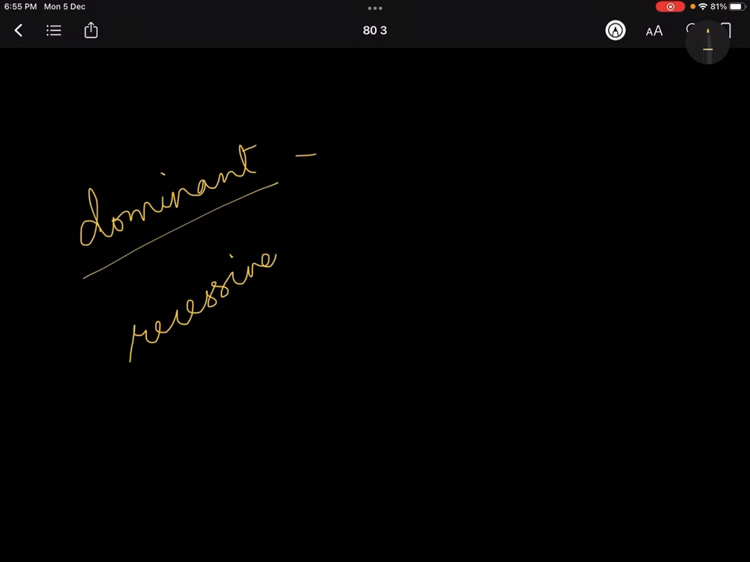I'll tell you. There are traits that are dominant and there are traits that are recessive. So what does a dominant trait do? It expresses itself whether in homozygous or heterozygous. That means it has to show itself. But a recessive trait only expresses itself in the homozygous condition.